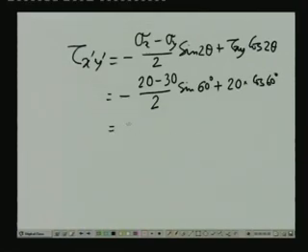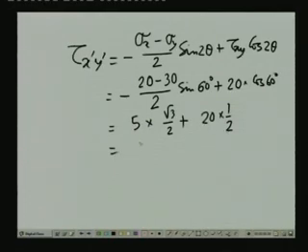So, this is equals to 20 minus 30 gives minus 10, minus 5. So, this is 5 times sin 60, which is root 3 by 2, plus 20 times half, and this is equals to 4.33 plus 10. So, this gives us 14.33 MPa.